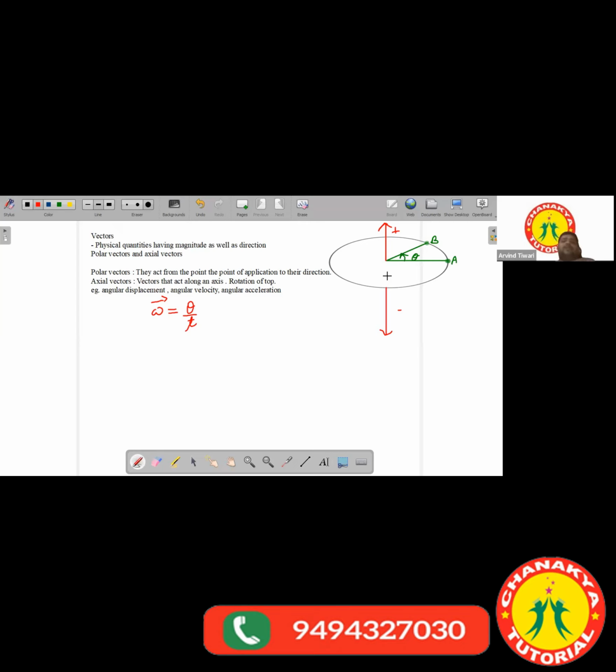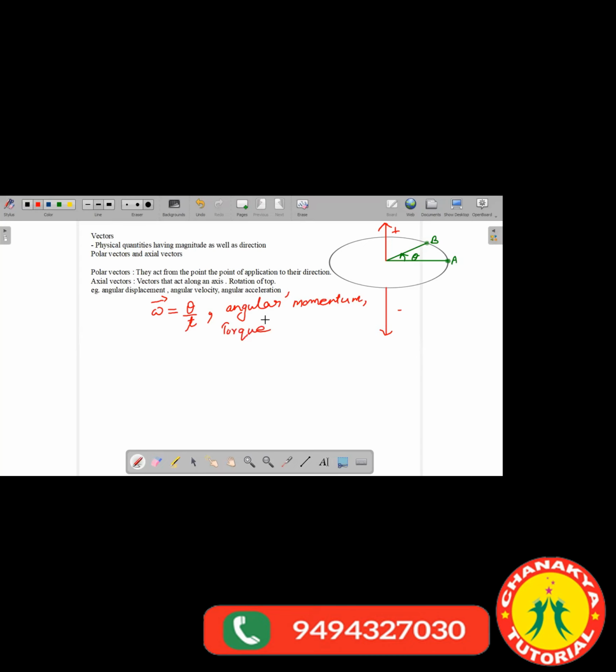Okay. Similarly, you have angular momentum. We have studied about linear momentum. Just similar to this, you have angular momentum also. Then the rotational force, we call torque. All these are axial vectors. So I hope you have understood about the polar and axial vectors.